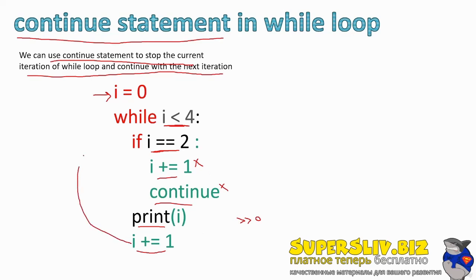Now again it will go to the beginning. Now I is equal to 1. Again it is less than 4. So the condition is true. I is not equal to 2. So these two codes will be skipped again.